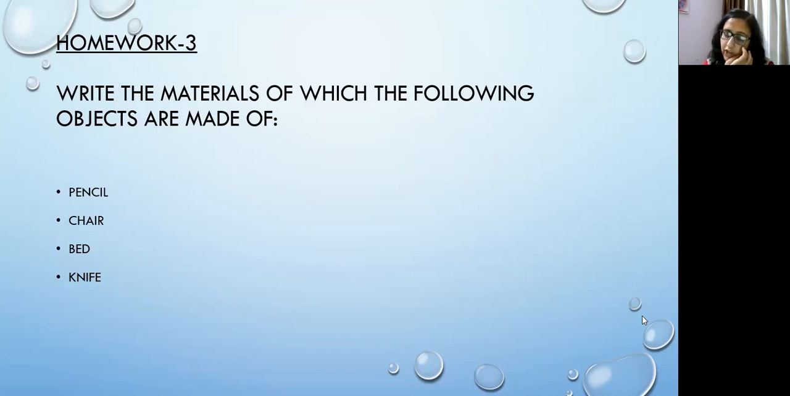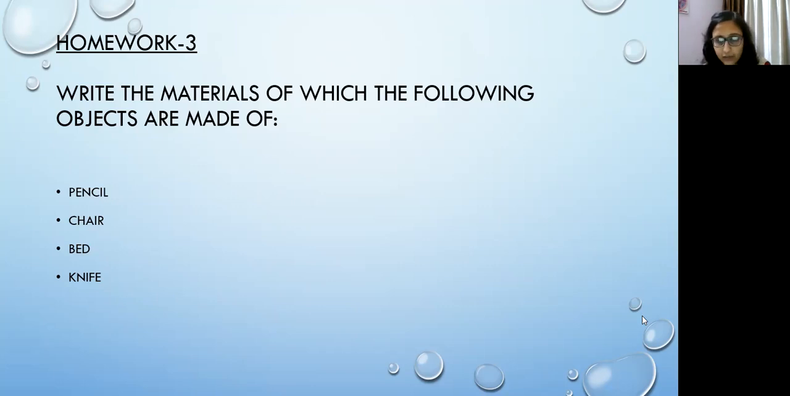Similarly, if I talk about question number 3, how do you have to do this? Again you have to make two columns. In the first column you are going to write objects, because here we are given the names of the objects. So objects and the materials they are made of. The first object given to you is pencil. Now which material is used to make this pencil? Wood is used.